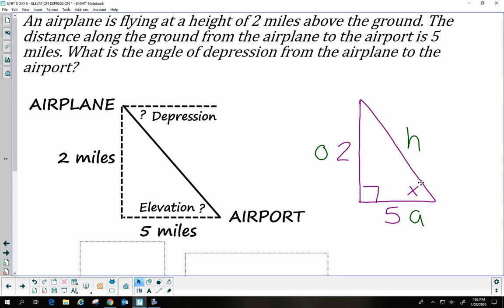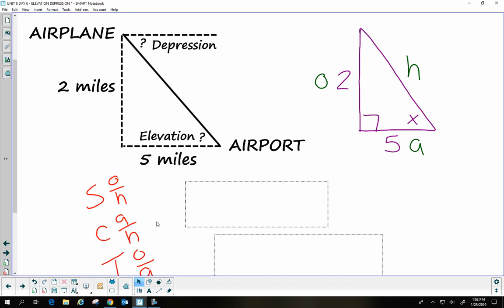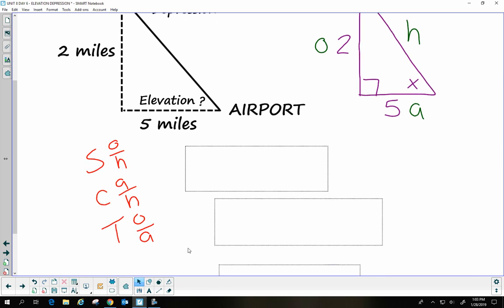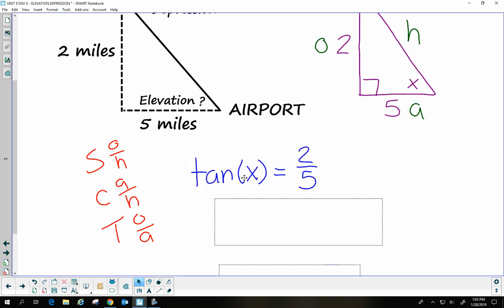So my x is down here. So relative to this x, 2 is my opposite side, 5 is my adjacent. You might have guessed already, we're going to use tangent. It's good practice to keep writing these three functions out, though. The more you write it, the better you'll commit it to memory. So tangent of my angle x is equal to 2 over 5.